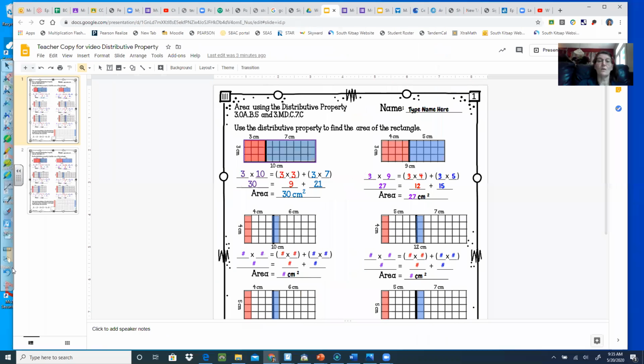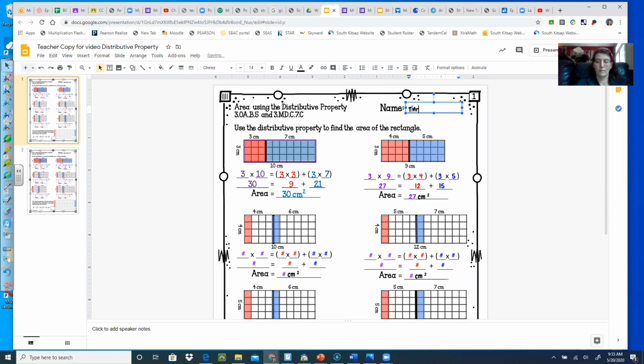So I'm going to share my screen and we're going to get going. I'm not going to do the entire thing because I do expect you to do some of it yourself. So when you open it up, you want to type your name here. I'm going to type my name in. Okay, so I'm starting on page 1.